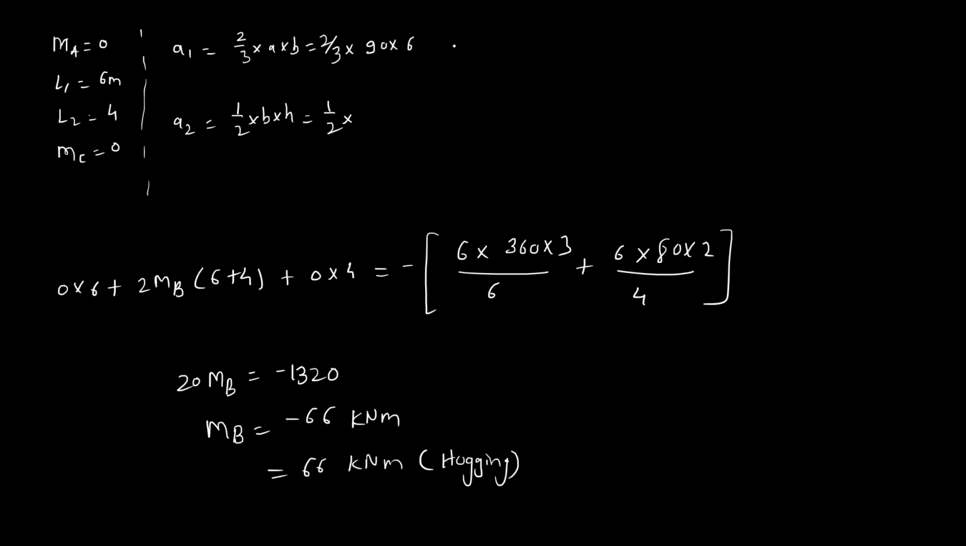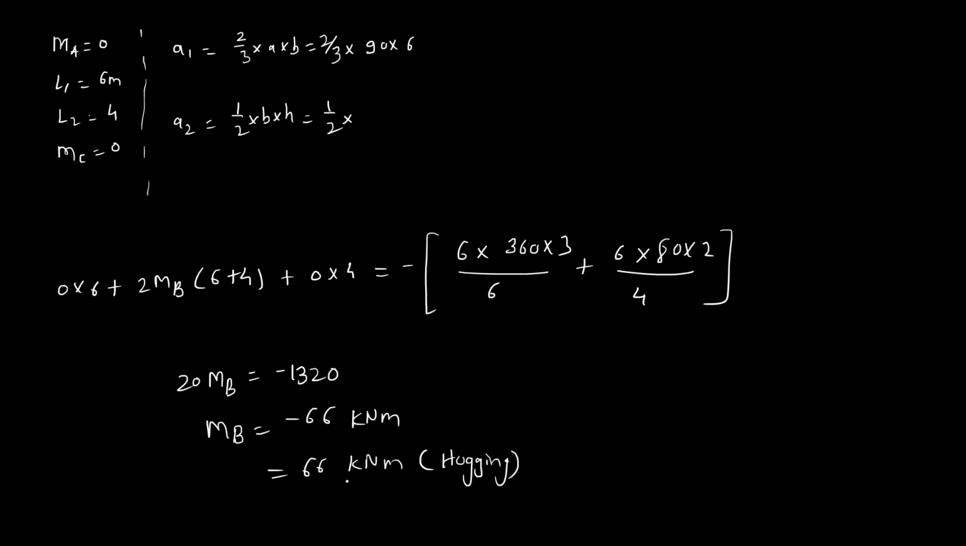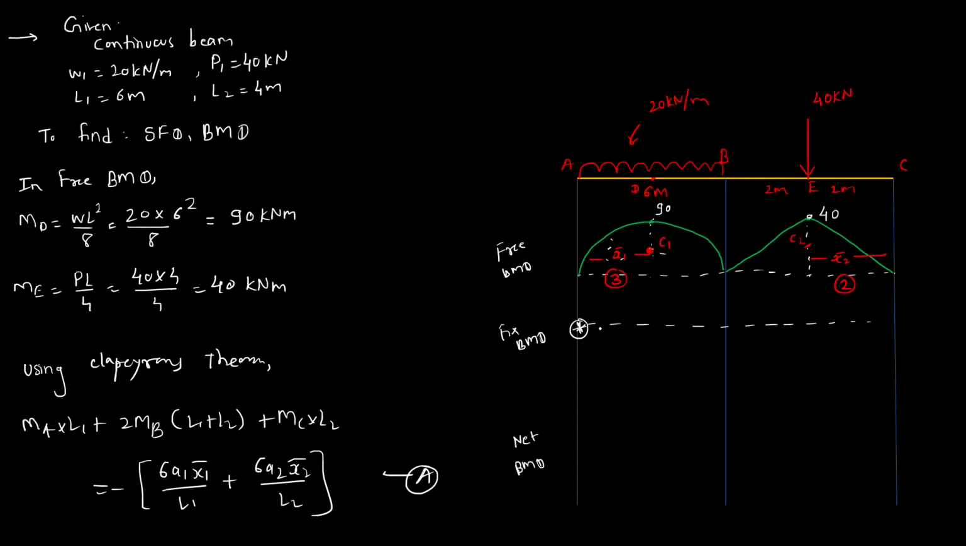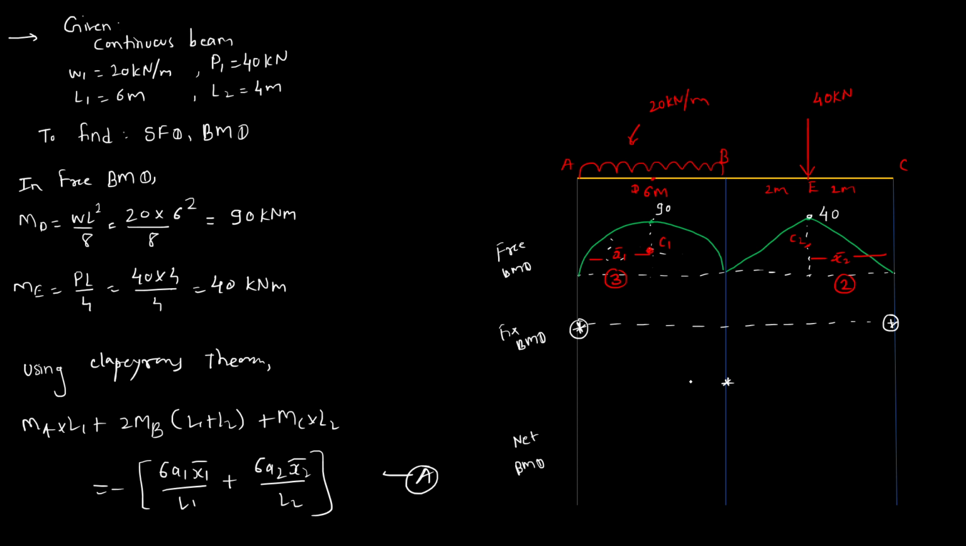Okay, there is some problem, I think; this is getting erased. Now we have calculated MB. Now we'll draw here. This is MA, this is MC, and this is MB, and the value of MB is 66. So this is 66 here.